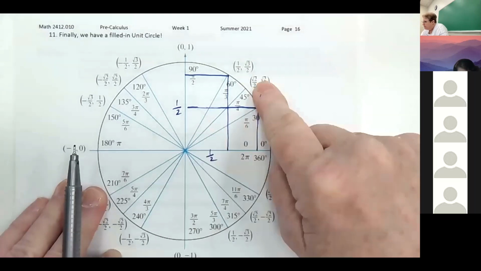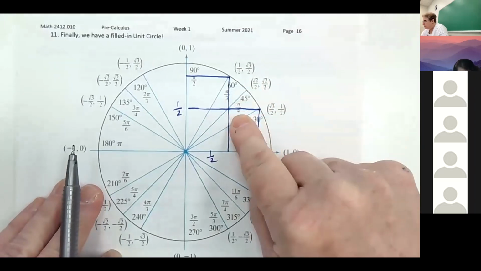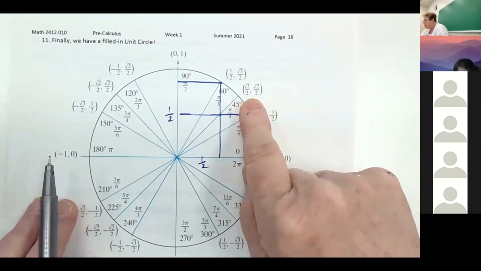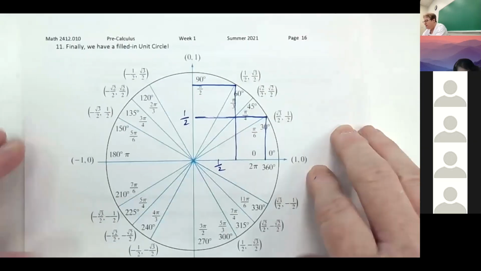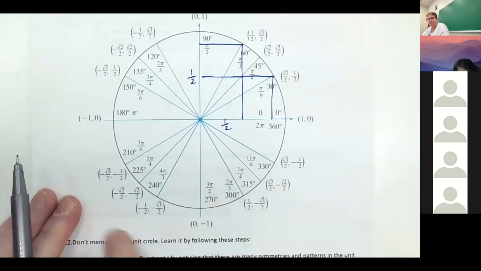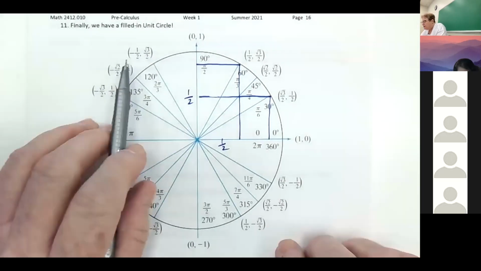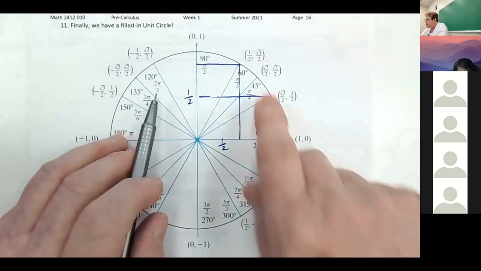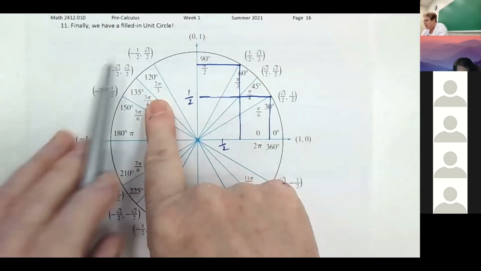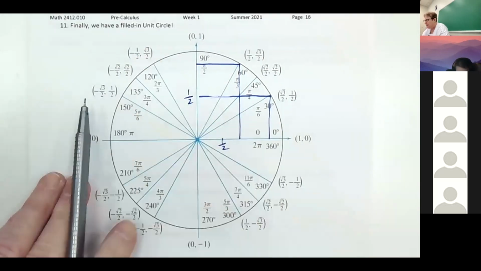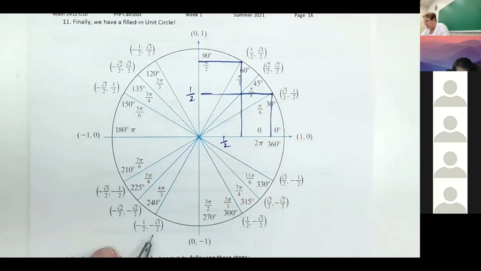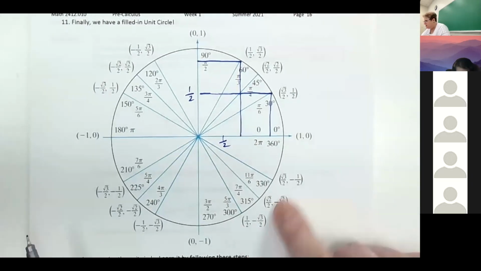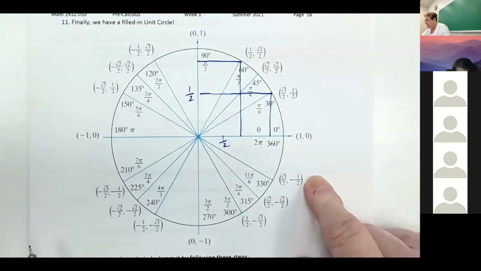And then 45 degrees or pi over 4, that's the one where they match. Square root of 2 over 2, square root of 2 over 2. Then the points repeat in every quadrant. We're just changing the signs. So in the second quadrant, x becomes negative, but the numbers are the same. In the third quadrant, both numbers are negative. And in the fourth quadrant, x is positive and y is negative.